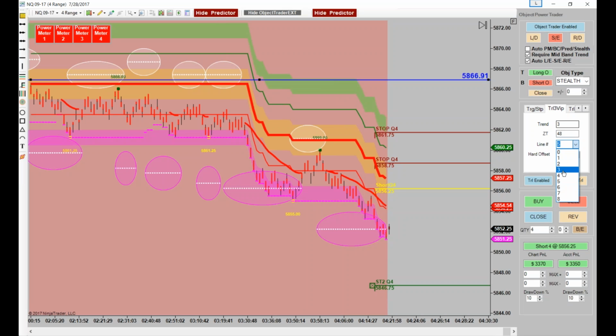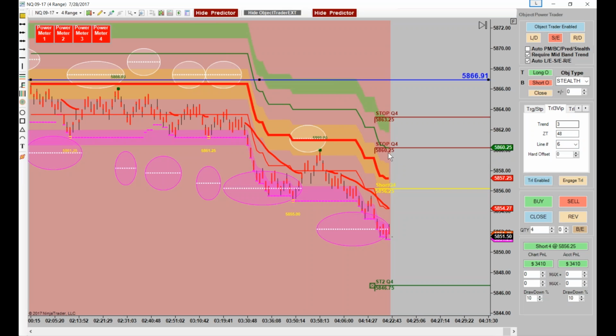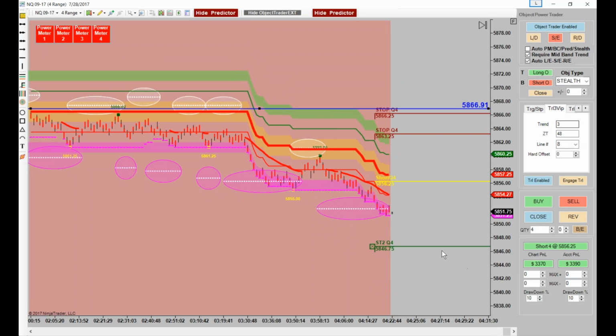Okay, so if I put it on like 5, to give an example, and engage trail, it'll engage it on 5. If I go to 6, it'll engage it up at 6. See there? If I go to 7, it'll engage it all the way up there. If I go to 8, it'll engage it all the way to there. Okay? That can all be done on the fly.